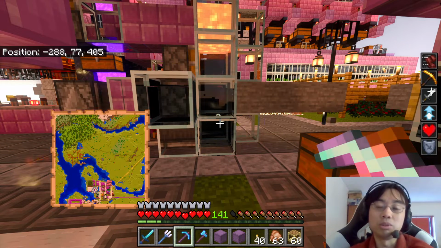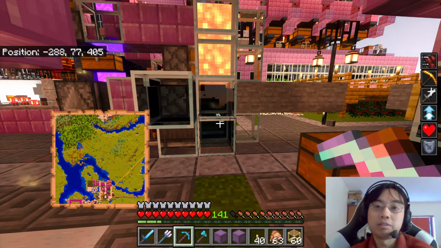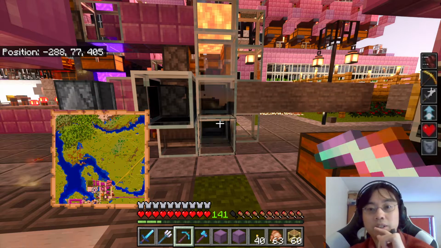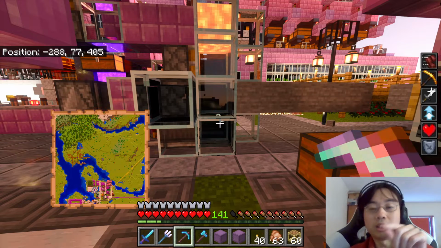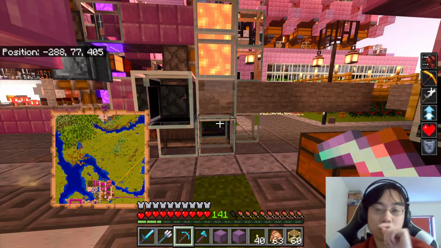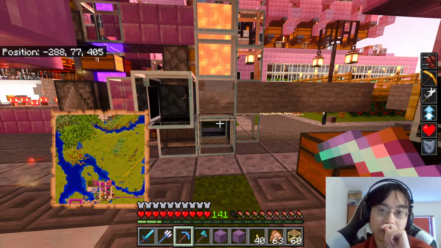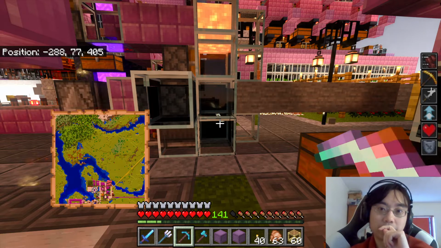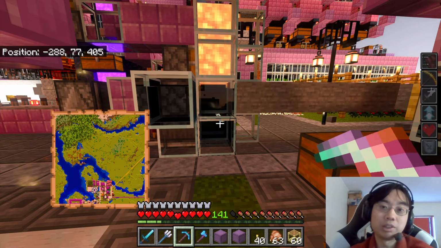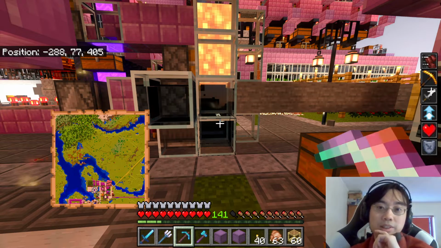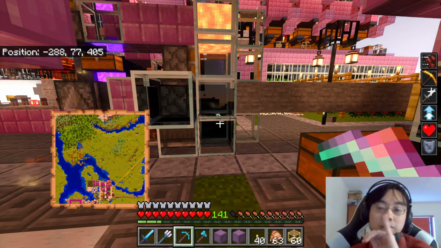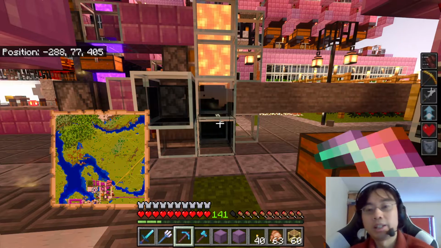So this is what it's supposed to do. The clock pushes both pistons, and then when the water goes down, then it retracts the lava. That's what it's supposed to do. So this is when it works properly. Alright, it sees the water and then retracts the piston.